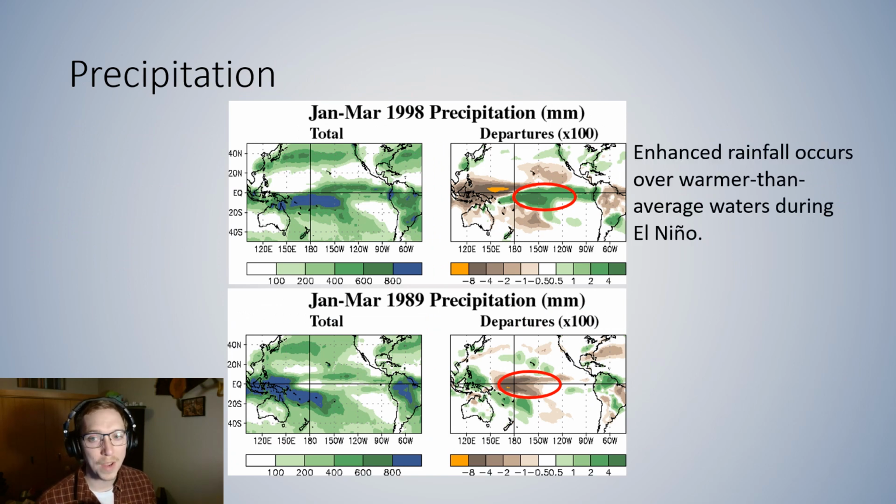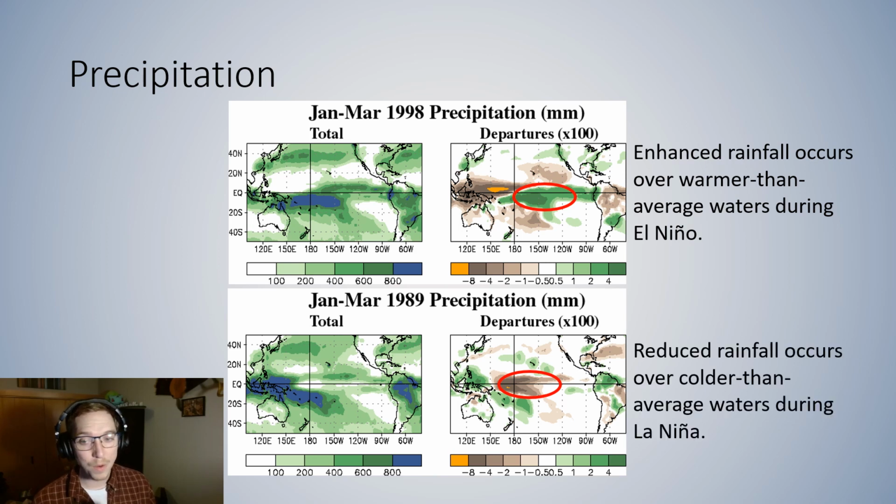During precipitation, we've got enhanced rainfall over warmer than average waters during the El Nino, and reduced rainfall occurs over colder than average waters during the La Nina.